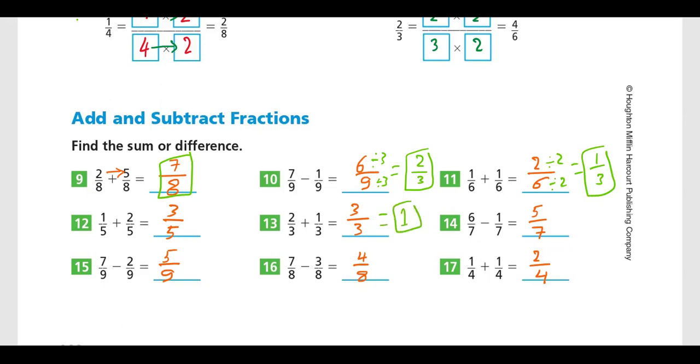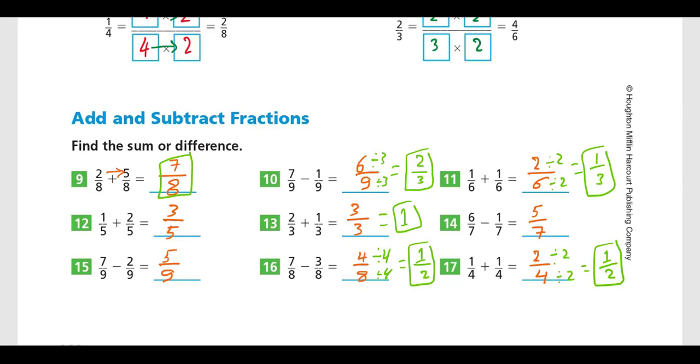7 over 5, no common factor between them except 1. 5 over 9, the same. 4 over 8 is in the table of 2, also in the table of 4. So the best one is to divide by 4 up and down. 4 divided by 4 is 1, and 8 divided by 4 is 2. 2 over 4 is in the table of 2, so I can divide by 2 up and down. So it will be 1 over 2.